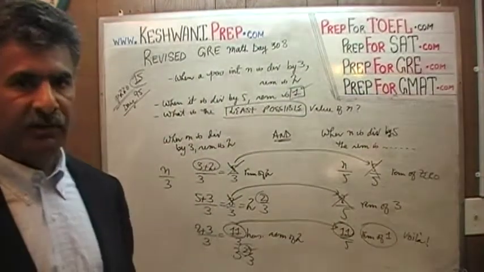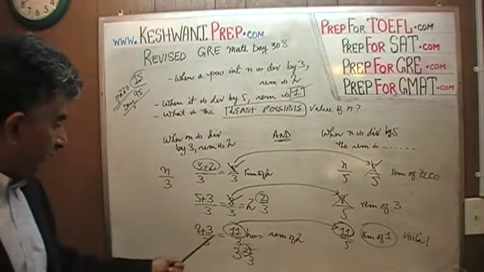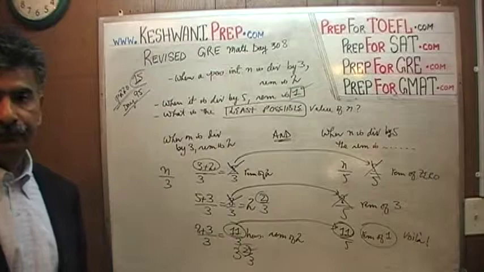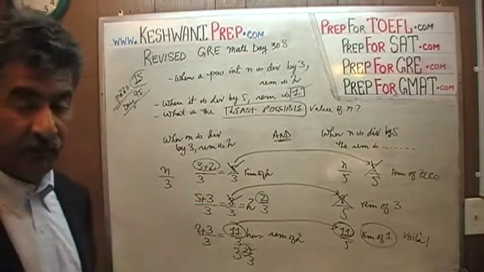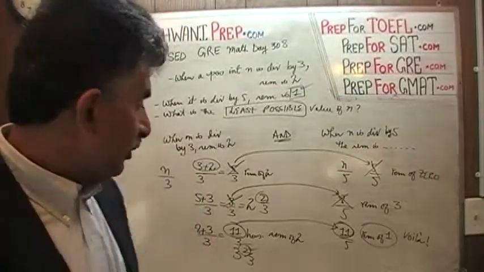11 is the smallest possible value of n, so that when you divide it by 3, it has a remainder of 2, but when you divide it by 5, it has a remainder of 1. And of course, if we keep on going, we're going to find more. There are infinite such numbers which will do the job.